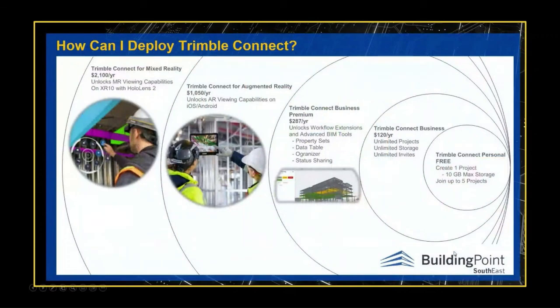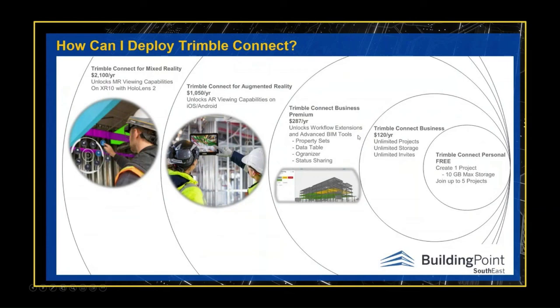So as we wrap up here, getting towards the end, how can I deploy Trimble Connect? Like I said, with a free account, you can just log in with your Trimble ID or create one for free. You can create a project. You have 10 gigabytes max of storage, and you can also join up to 5 projects with that login. So this is a great option for people that are just looking to get in and out, kind of viewing. The business tier is $120 a year. It upgrades you to unlimited projects, unlimited storage, and unlimited invites.